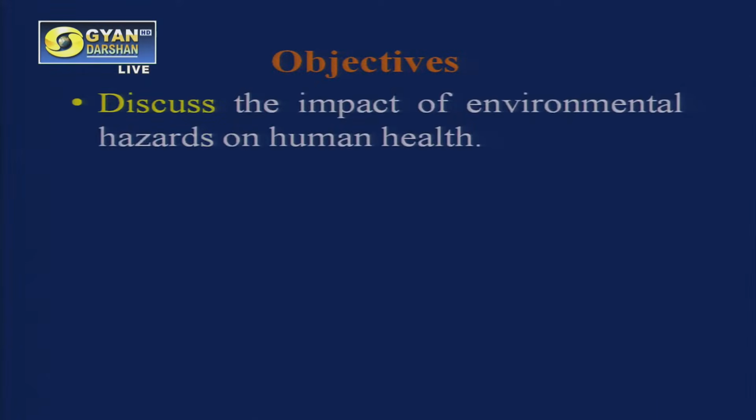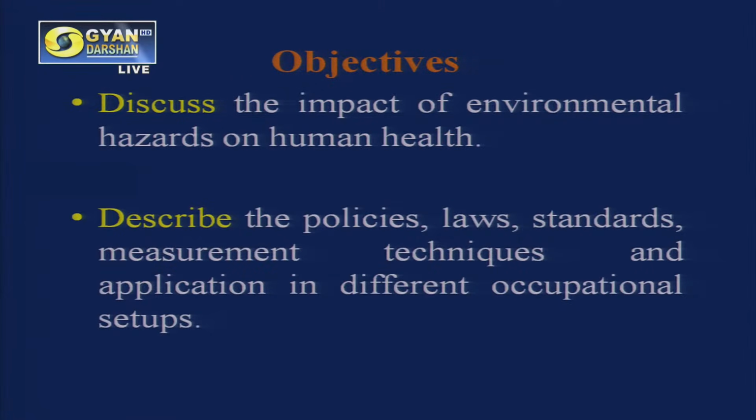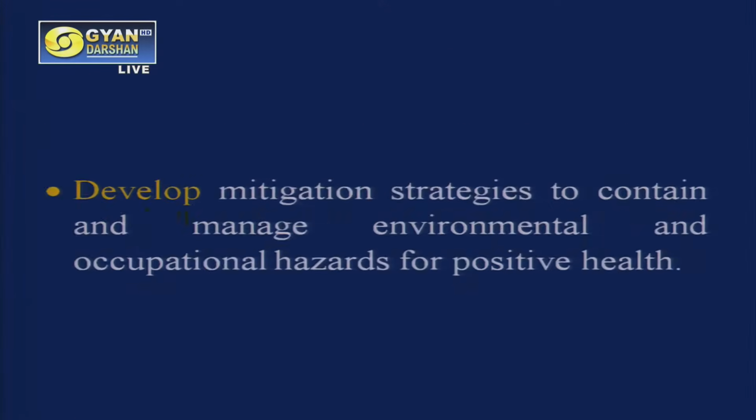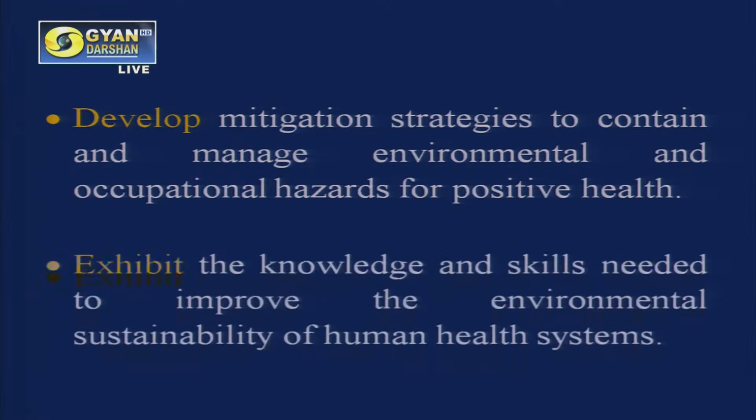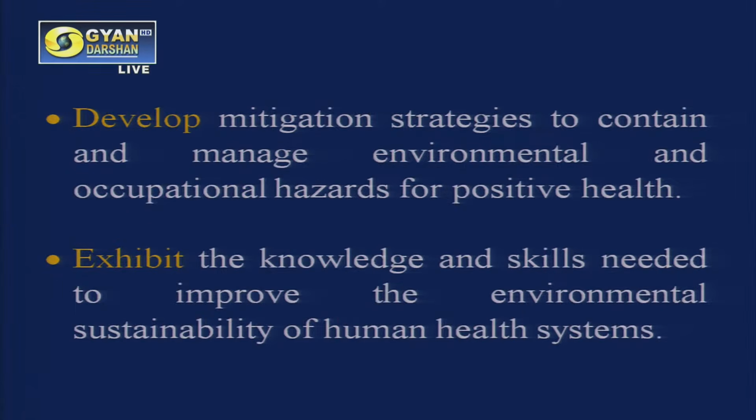The objectives of this program include the following. They will discuss the impact of environmental hazards on human health. Then they will describe the policies, laws, standards and measurement techniques and applications in different occupational setups. They will also help to develop mitigation strategies to contain and manage environmental and occupational hazards for positive health. Finally, they will also help to exhibit the knowledge and skills needed to improve the environmental sustainability of human health systems.